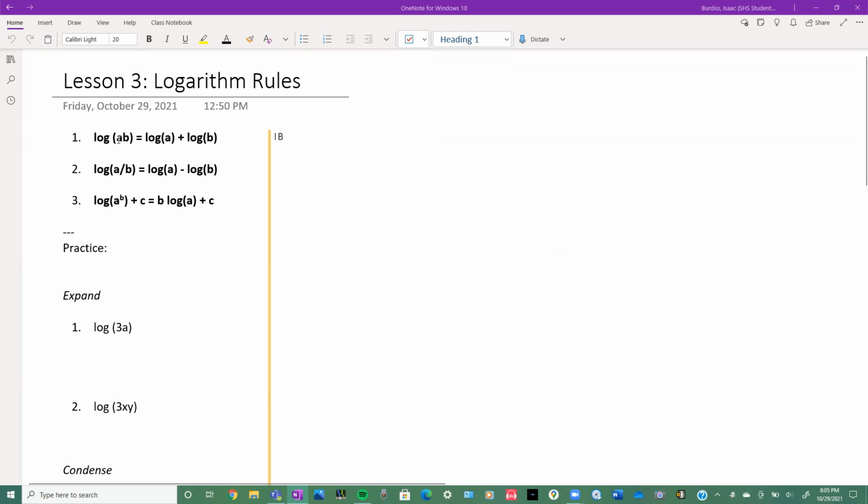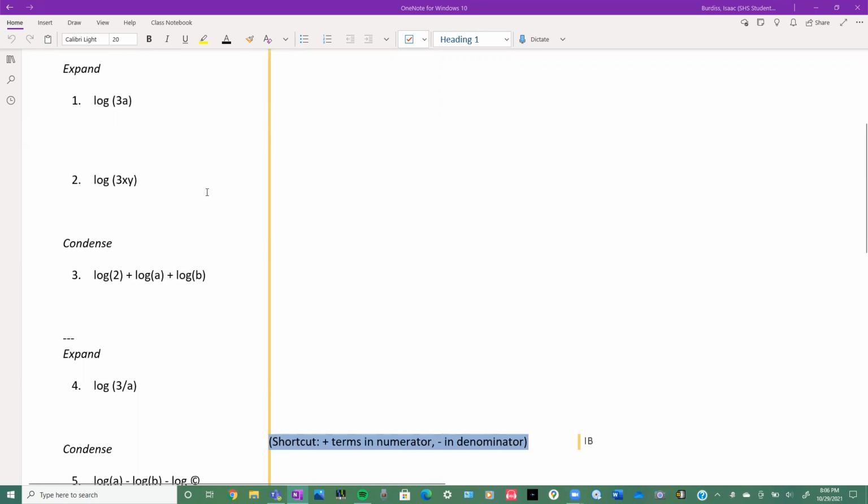So the first one is that if you have a logarithm with an argument where two things are multiplied, you can separate it into addition. And if you have things divided as the argument, then you can separate it by subtraction. And if you have a power in the argument, then you can make that the power to the left of the logarithm. And then anything that's outside, like that c here, goes on the outside. So maybe that'll make more sense now.